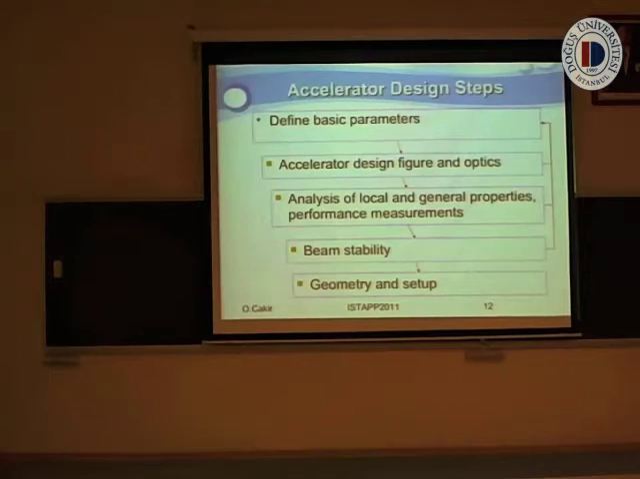To design an accelerator, we can make some algorithmic plan, for example, here. Define basic parameters first, and then accelerator design figure and optics. Analysis of local and general properties, performance measurements, beam stability case, then we can go back to define again the basic parameters. If we choose them not well doing the job, we can adjust some of them. And the geometry and the setup, finally, these are the basic steps in the accelerator design.